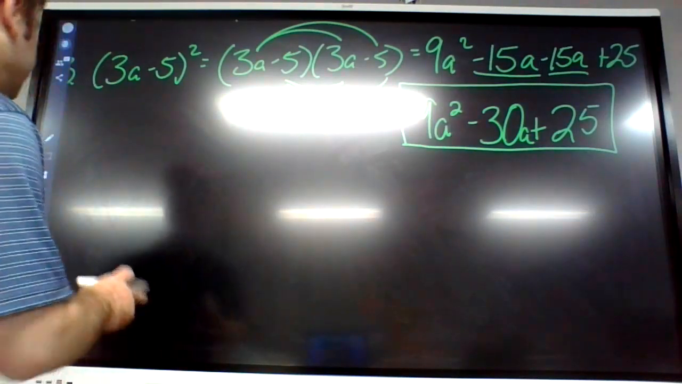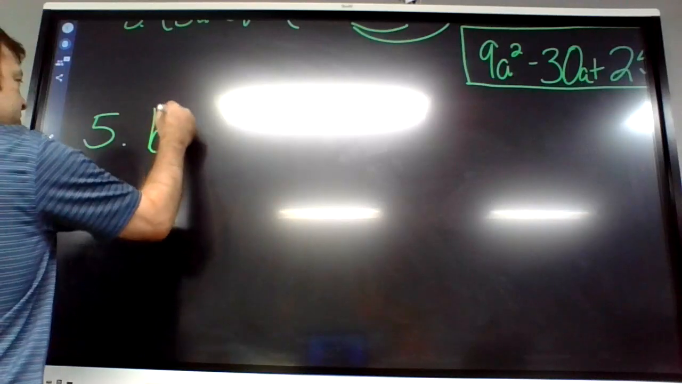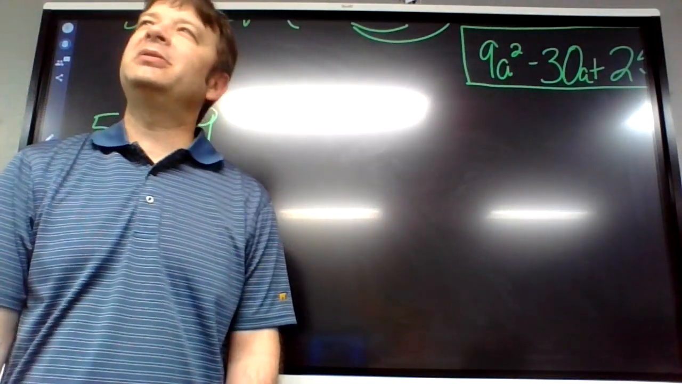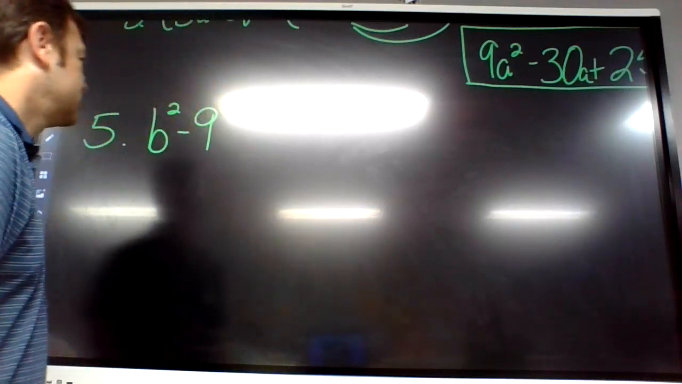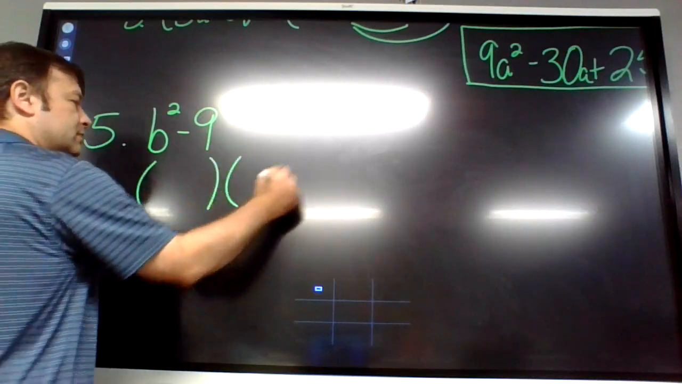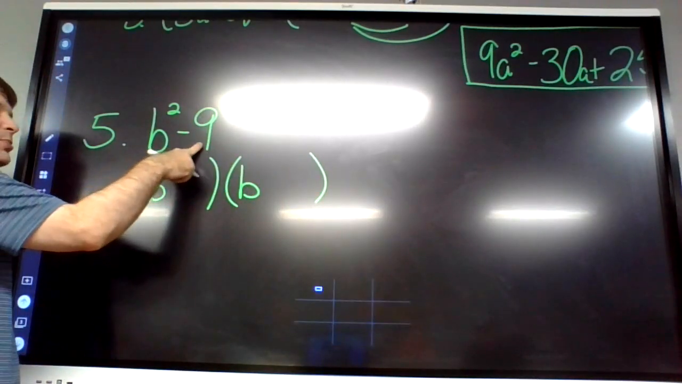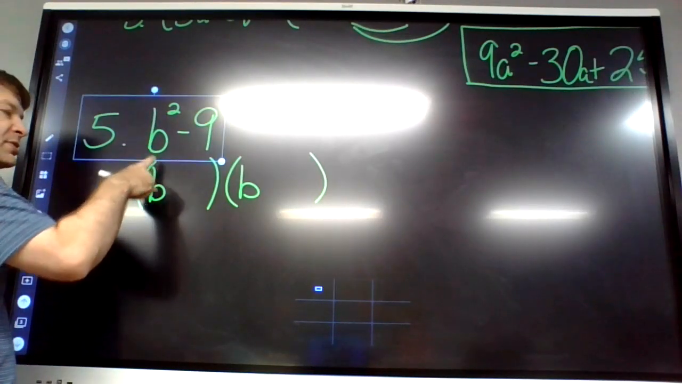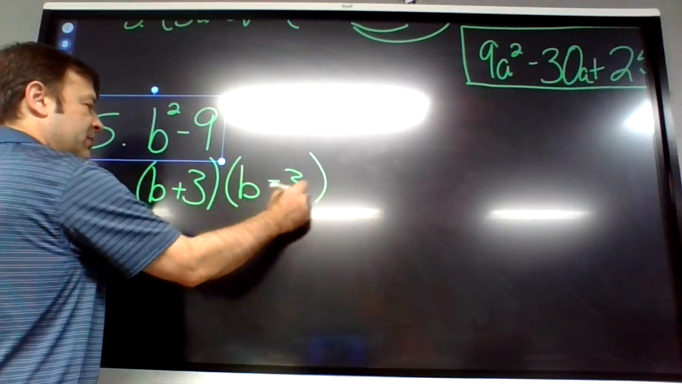Number 5, do you guys remember how to factor b squared minus 9? This was the worksheet we did like, was it last month? 2 Mondays ago? 2 weeks ago maybe? Okay, how does this factor? Yeah, it's a square minus a square. These both have square roots. So b is the square root of this, and 3 is the square root of that. So it's b plus 3 and b minus 3.